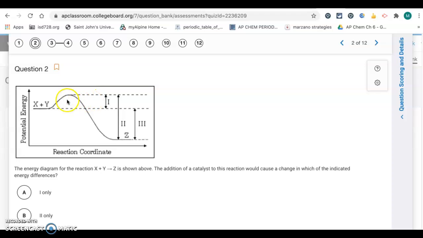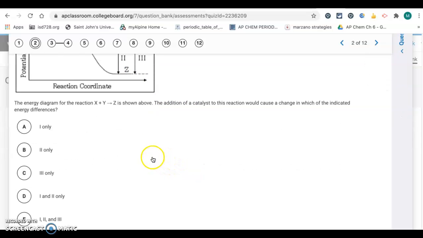So that means anything that's measuring to the top of that hill will change. That's going to be this measurement 1 and measurement 2. The difference between reactant and product, the catalyst doesn't change that. So it's going to be 1 and 2, so letter D.